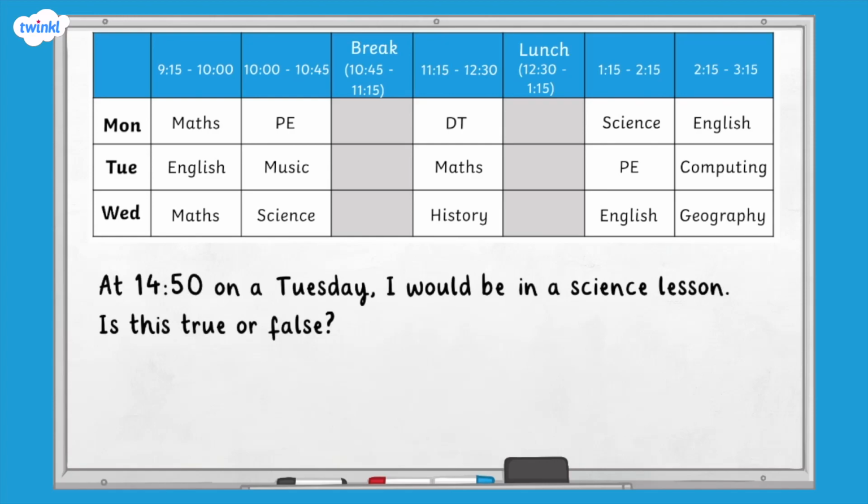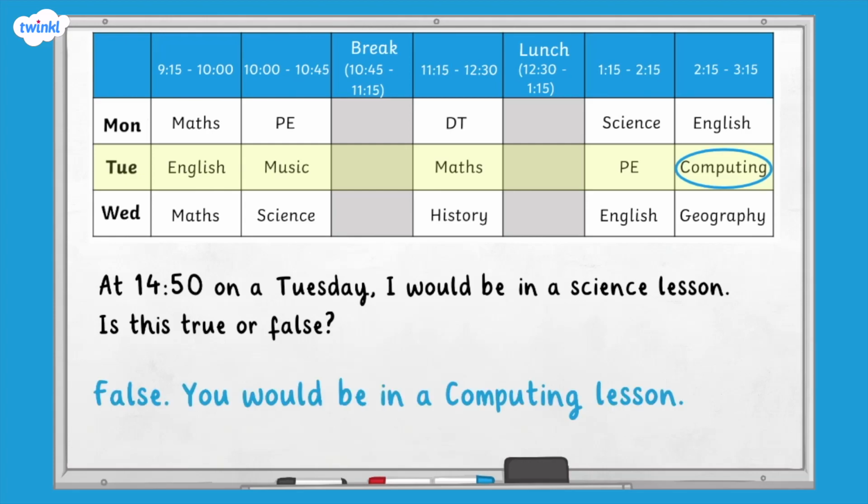At 14:50 on Tuesday, I would be in a science lesson. Is this true or false? To answer this question, we would look at the column that shows days of the week and find Tuesday. We would then read across the timetable until we find the lesson that would be happening at 14:50. 14:50 is 2:50 p.m, so is between 2:15 and 3:15. As we can see, the statement is false because we would be in a computing lesson and not a science lesson at this time.